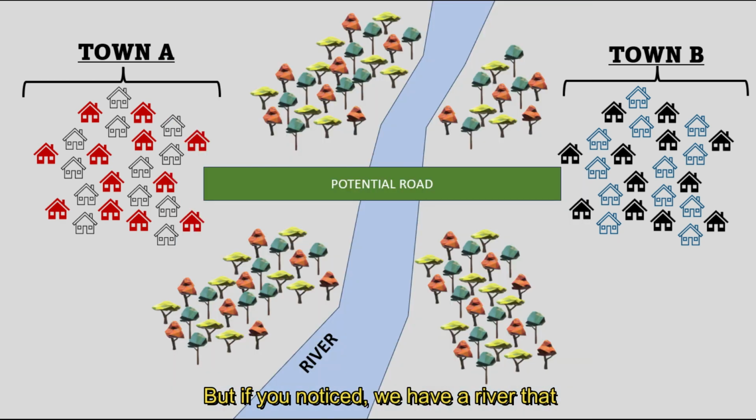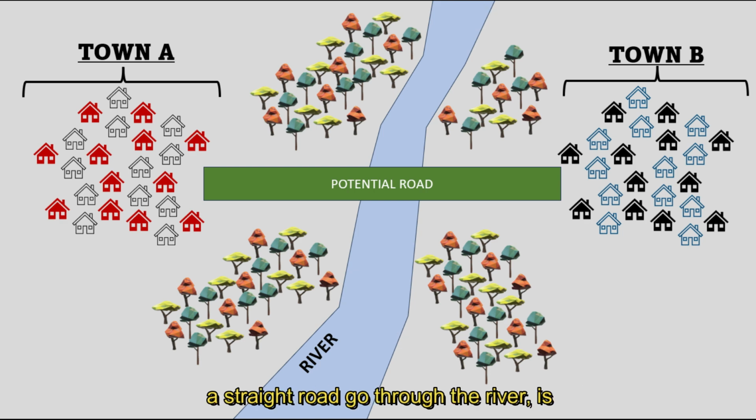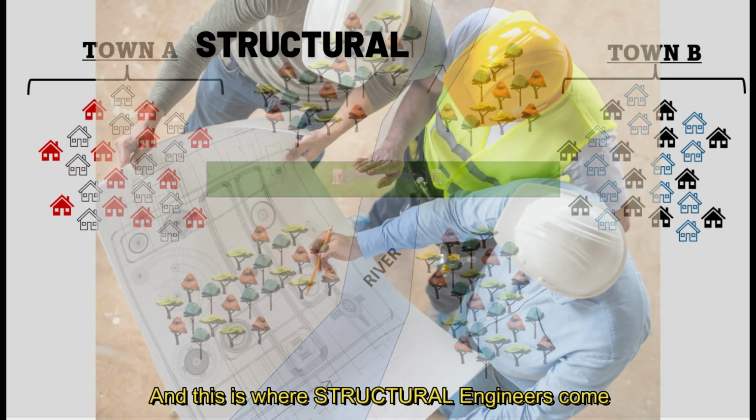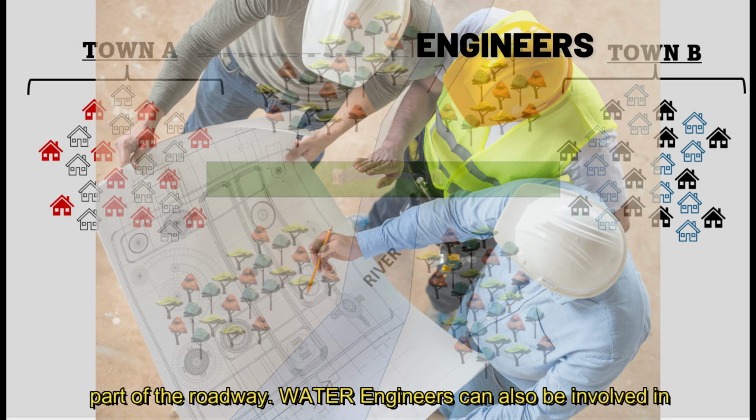But if you notice, we have a river that separates town A and town B, and just having a straight road go through the river is not an option. And so we need a bridge. And this is where structural engineers come in to build the bridge part of the roadway.